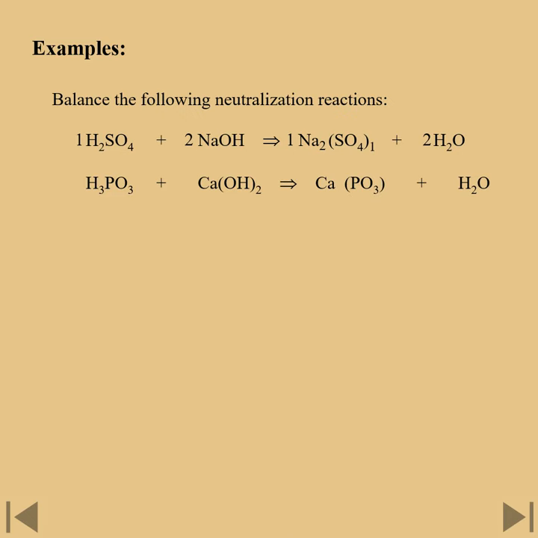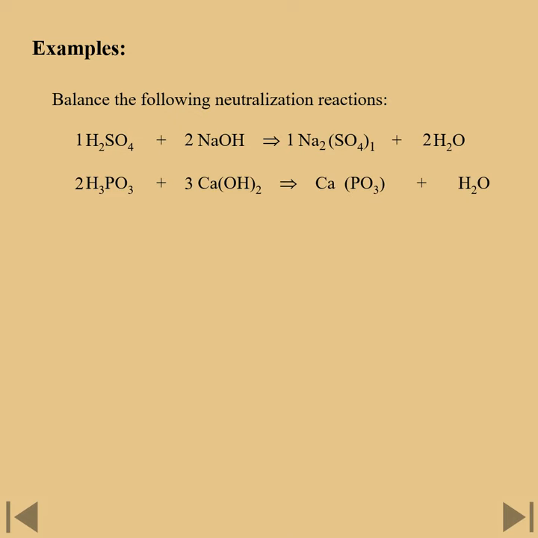Now that we've done a couple, I'm going to invite you to balance this next one, where phosphorus acid is reacting with calcium hydroxide to form calcium phosphite and water. So you might want to pause until you're done. Okay, phosphorus acid has 3 hydrogen ions. Calcium hydroxide has 2 hydroxide ions. Since this number needs to be the same, the least common multiple of 3 and 2 is 6. For 6 hydrogen ions, we need 2 phosphorus acids. For 6 hydroxide ions, we need 3 calcium hydroxides.